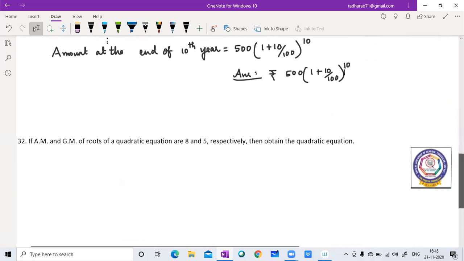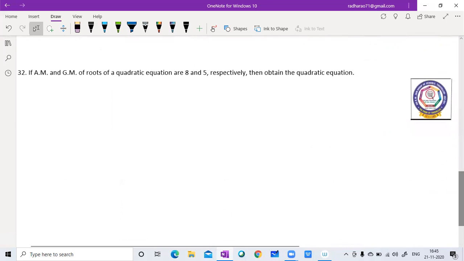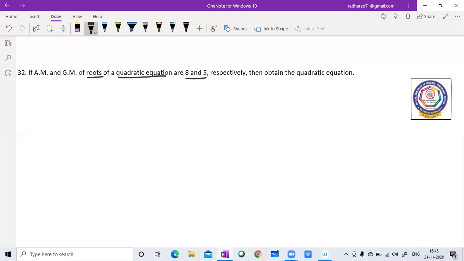The last question in this exercise. If AM and GM of roots of a quadratic equation are 8 and 5 respectively, then obtain the quadratic equation.